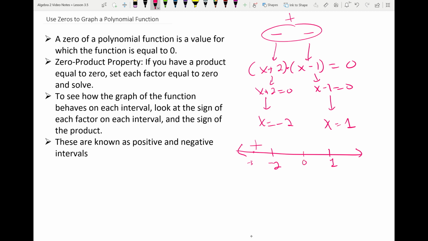If I plug in 0, for instance, 0 plus 2 is positive, and 0 minus 1 is negative. A positive times a negative is a negative, so the entire interval between -2 and 1 will be negative. And if I plug in 2 for x, then 2 plus 2 is positive, 2 minus 1 is positive, and a positive times a positive is a positive. That gives me my positive and negative intervals.